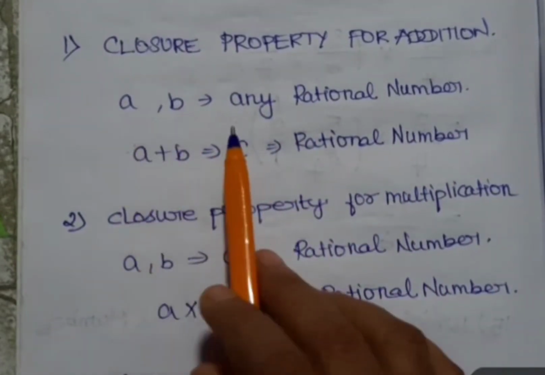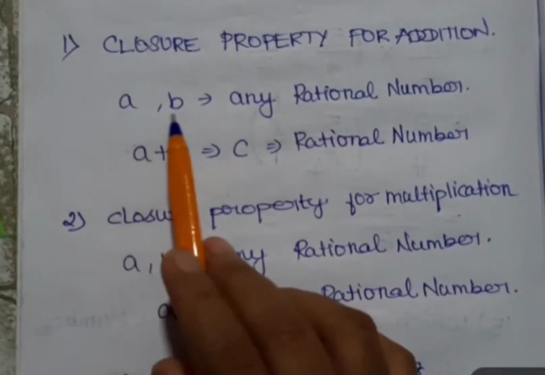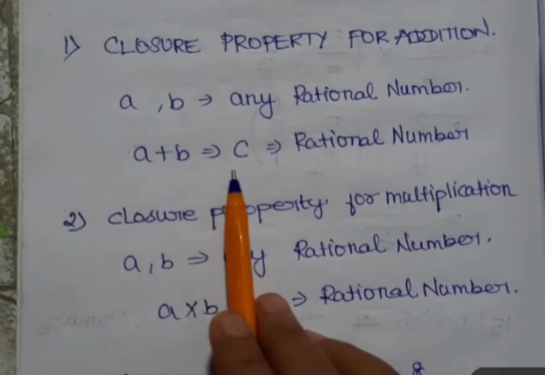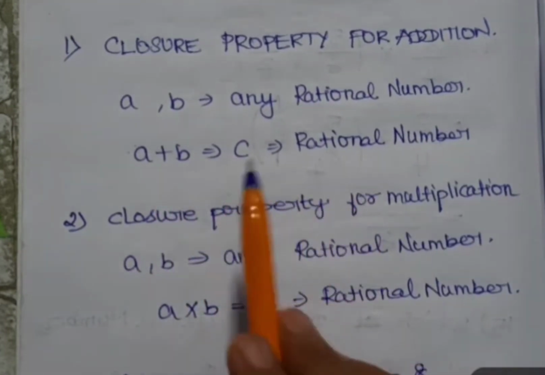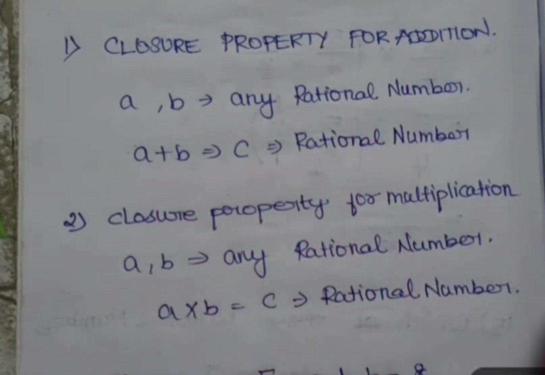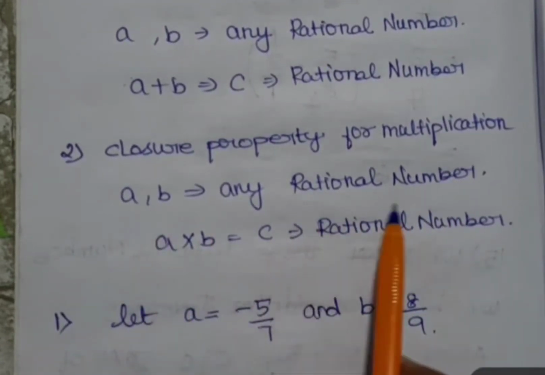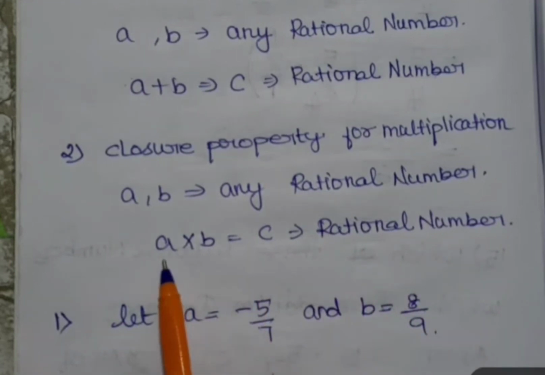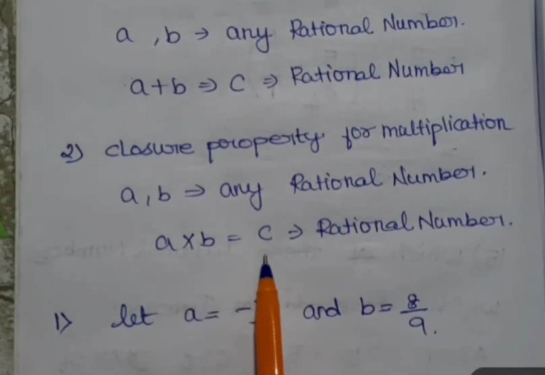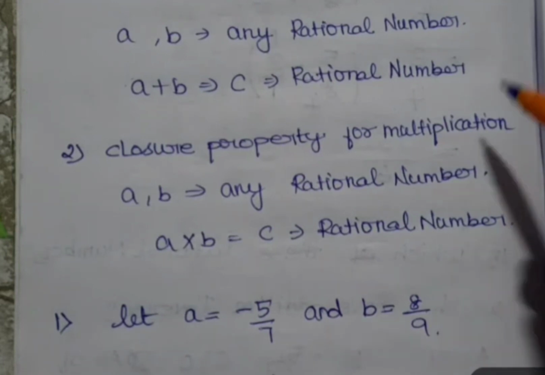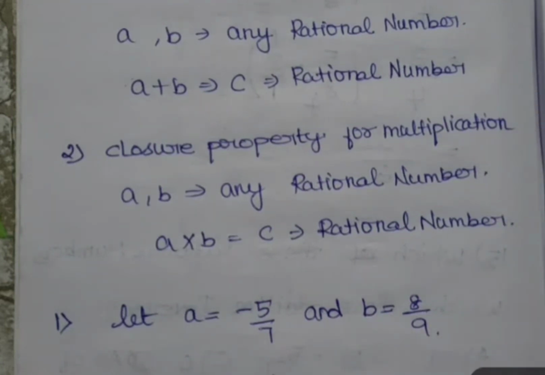So again you just see, A and B are any rational numbers, that is any numbers like 4 by 5, 6 by 5. If you add, you will get again a rational number. So closure property of addition, you have to add those numbers. Closure property for multiplication, you have to multiply the two rational numbers. The answer also is a rational number. That is the condition for the multiplication property.